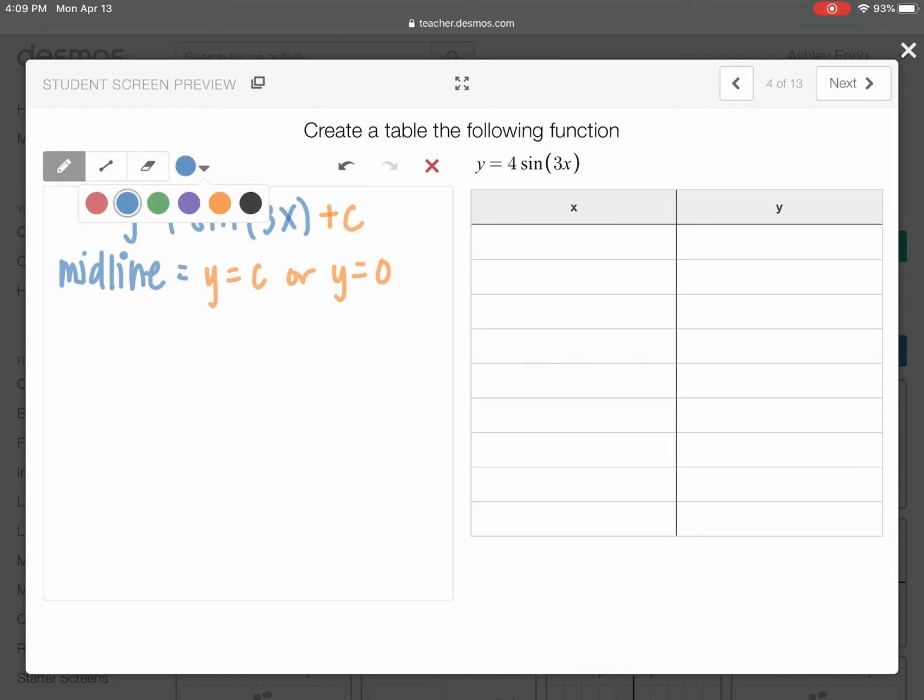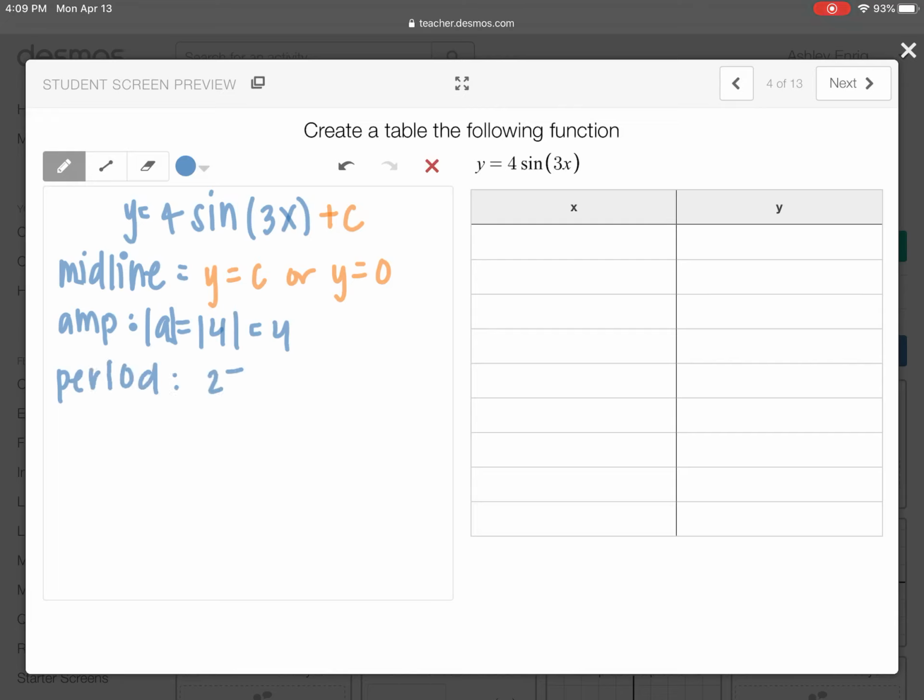Then you want to determine your amplitude. Your amplitude, remember, is the absolute value of a, which is equal to the absolute value of 4, which is just 4. And then you need to determine the period. So the period is going to be 2 pi over b, and in this case, your b is 3, so 2 pi over 3.